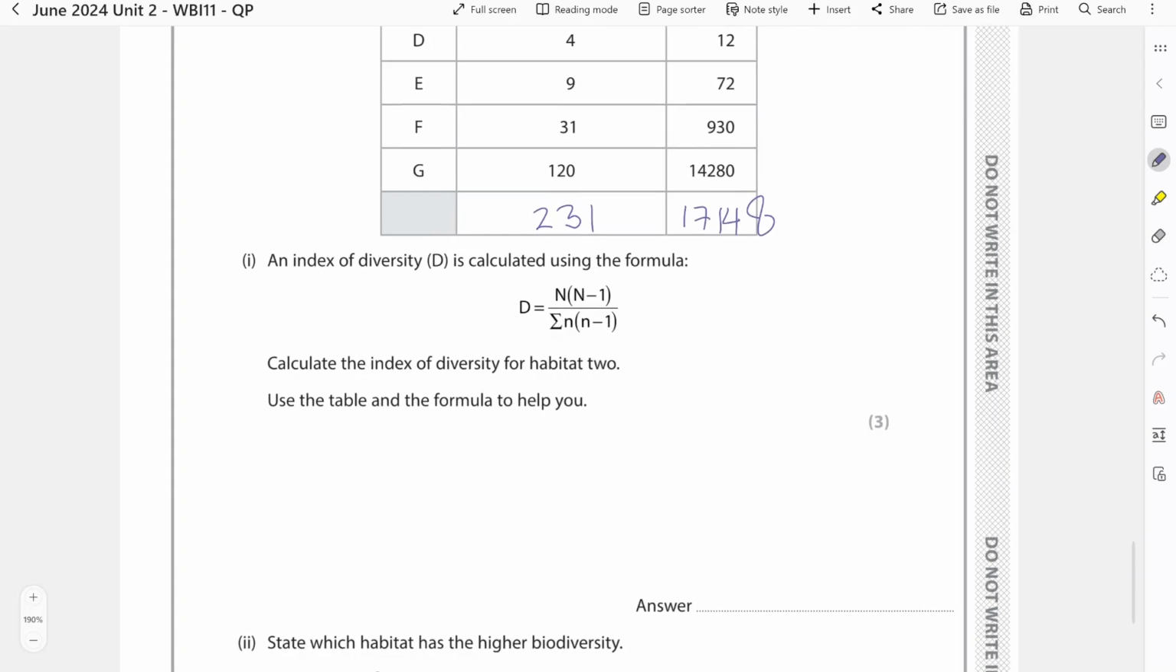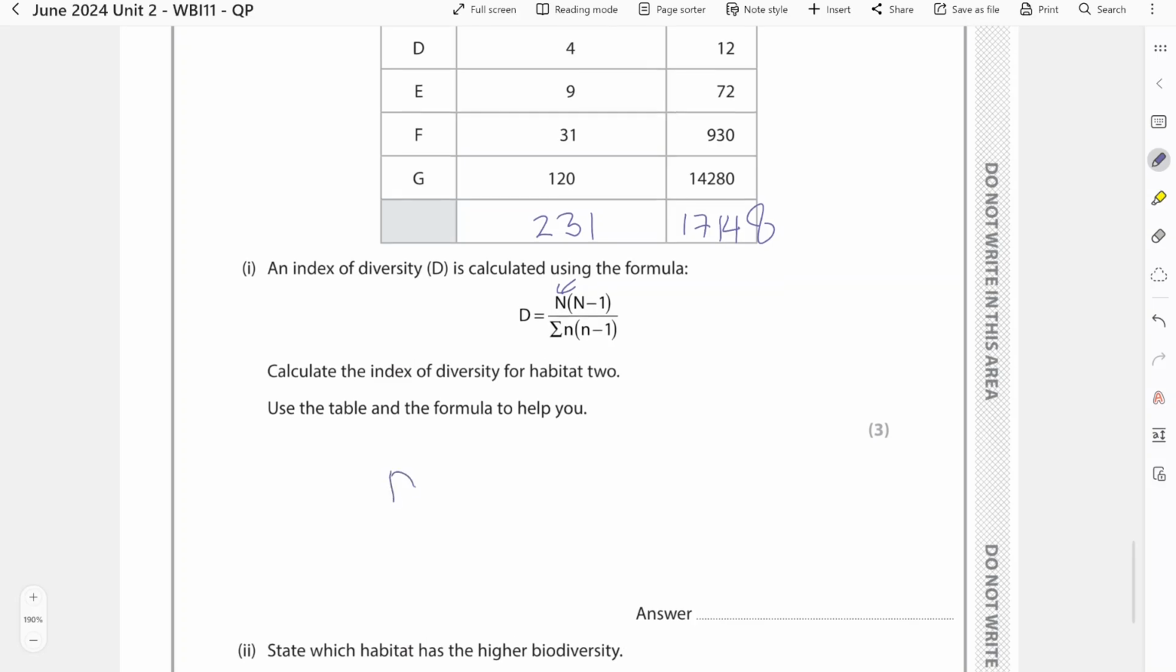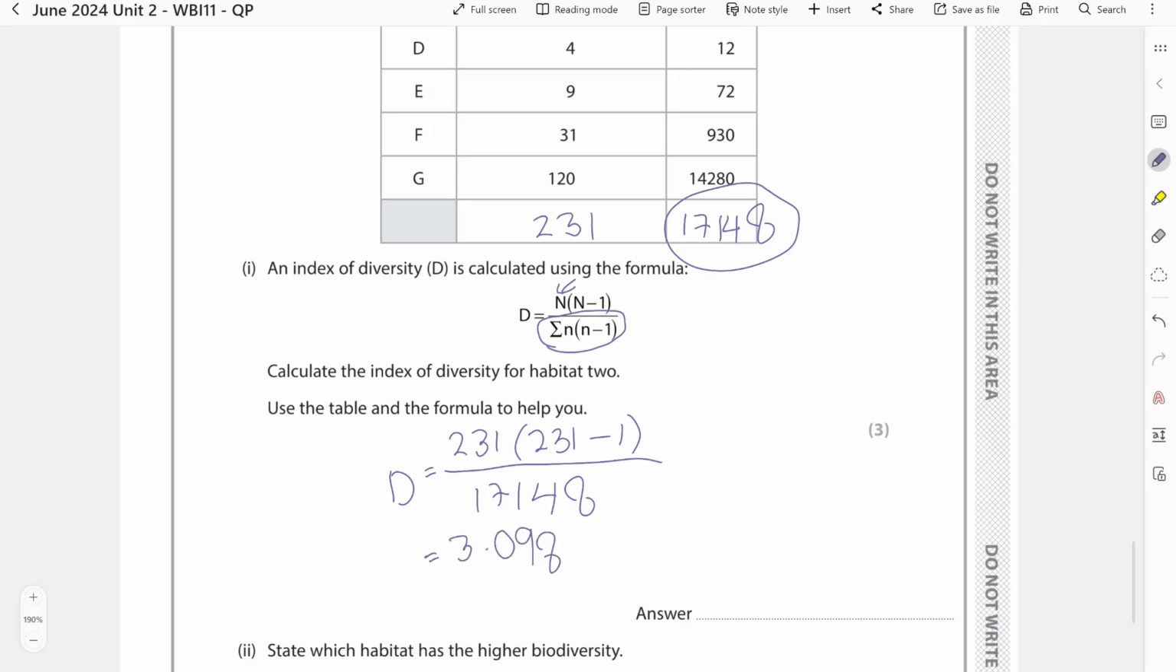So the capital N over here represents the total number of organisms in the community. So in this case, let me just write this down here. So the total number is 231, and then brackets 231 minus 1. Divided by this is what we just calculated over here. So 17148. And the answer is 3.098. Now, the greater the number, the higher the levels of diversity. So I'm just going to write that there, 3.098.